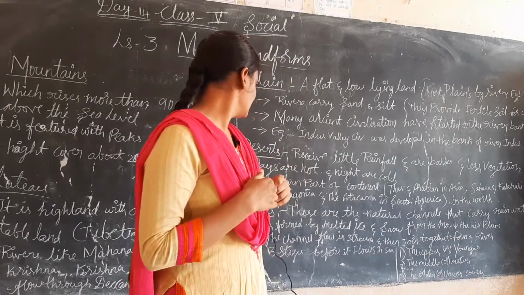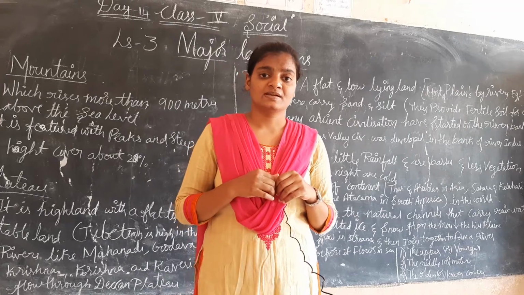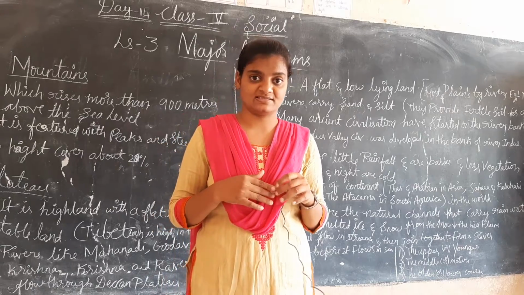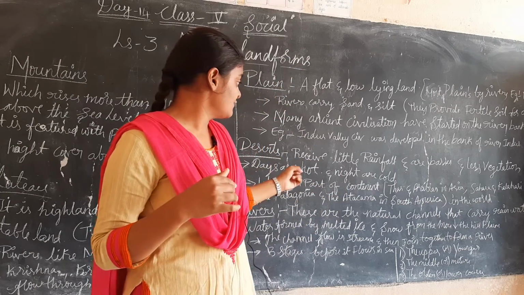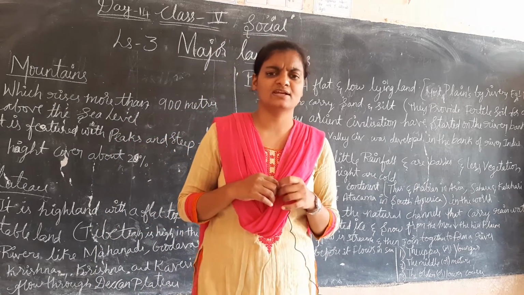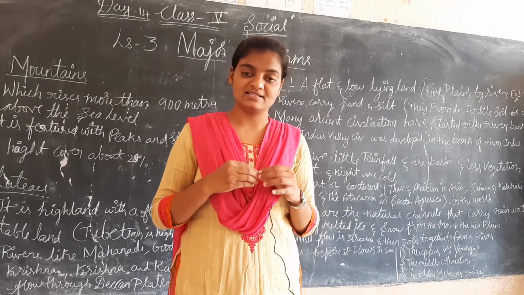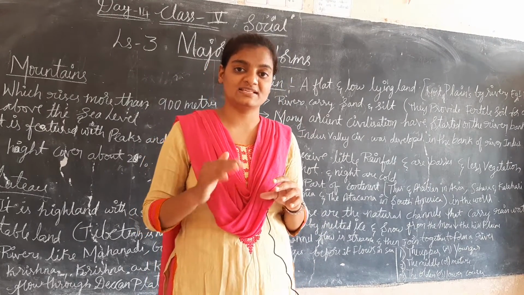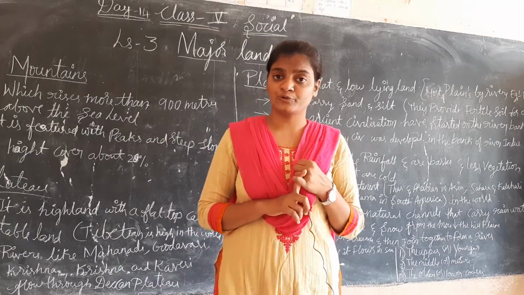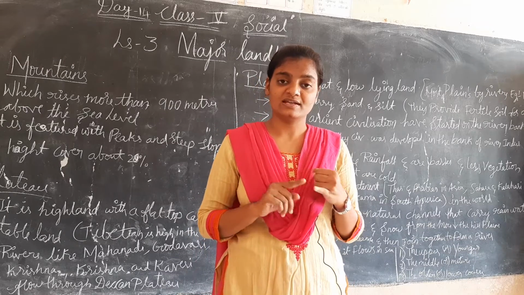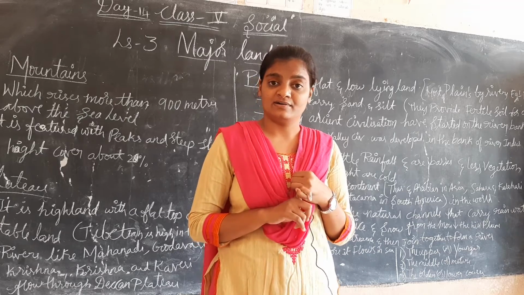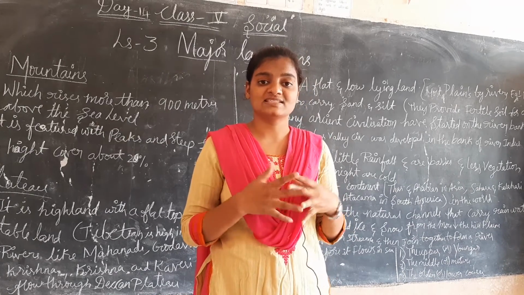Next, deserts. What are deserts, children? Deserts are totally covered with sand. It is a very hot place. Deserts receive little rainfall and are barren. The rainfall is very less in desert areas. It is very difficult to grow crops and vegetables, so there is less vegetation.